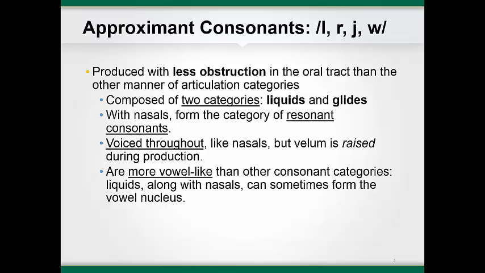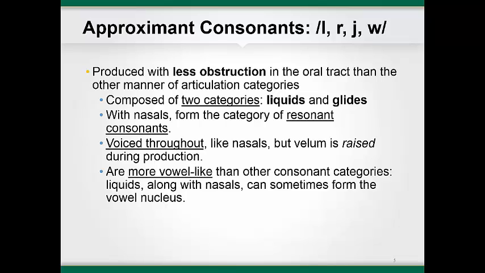The two remaining manners of articulation, the liquids and the glides, are both sonorant consonants, and together they make up the category of sounds known as the approximant consonants. Compared to the other consonant manners of articulation, the approximant consonants are more vowel-like in the way they are produced and in the way they sound. The approximant consonants are produced with less obstruction in the vocal tract than for the other consonant manners of articulation.